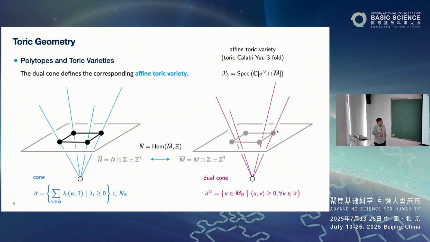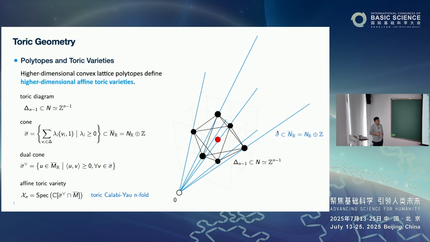And this can be done not only for polytopes that are originally embedded on a 2D lattice, but also convex lattice polytopes in any dimensions. In fact, I can start with a convex lattice polytope in n-1 dimensions, and that will then be lifted into an n-dimensional lattice. Through the dual cone, I can write down an expression of the affine toric variety, which results in something we know as a toric Calabi-Yau n-fold. So starting with any convex lattice polytope, I can associate that polytope to a toric Calabi-Yau n-fold.